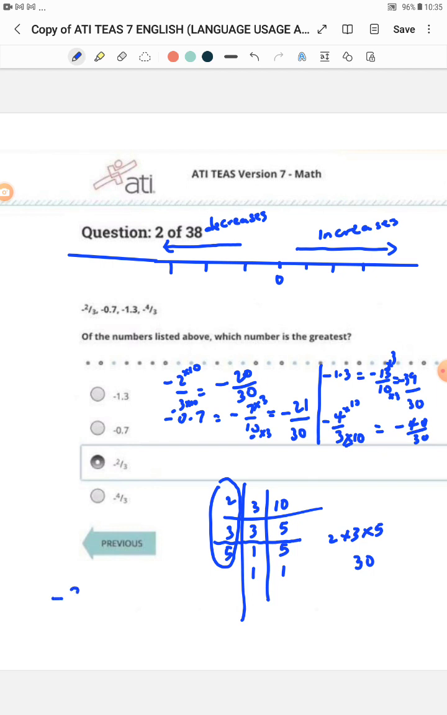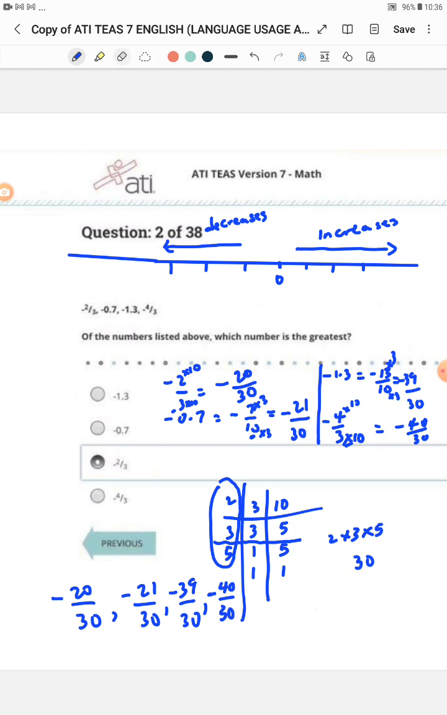So if we are to write the fractions out now, the fractions look something like this: minus 20 over 30. The other one is minus 21 over 30. This is what they have become. And the other one is minus 39 over 30. And the remaining one is minus 40 over 30.